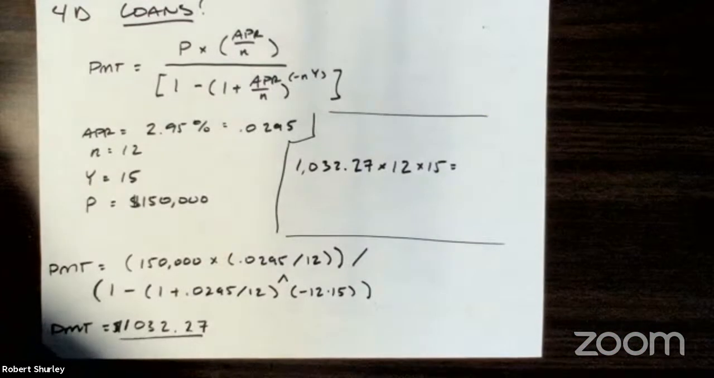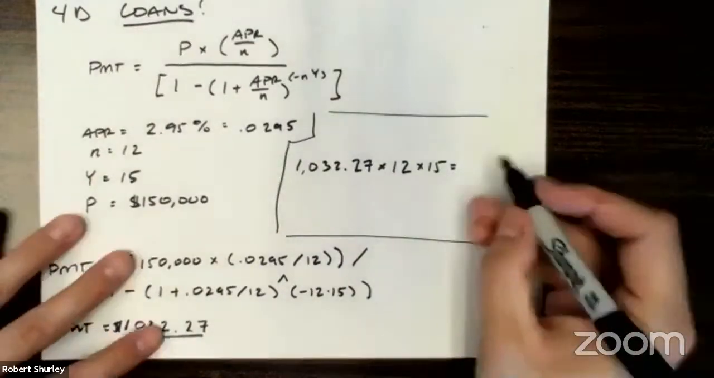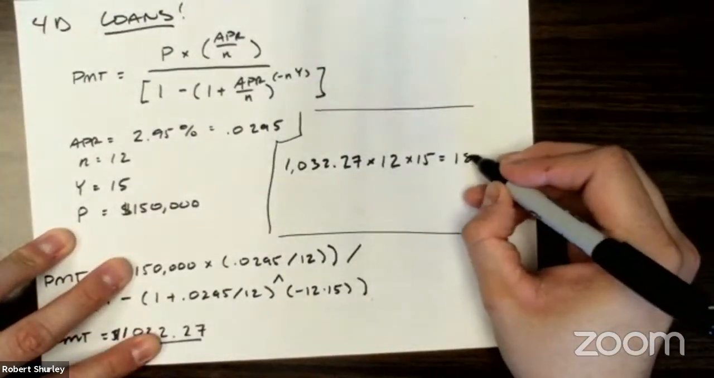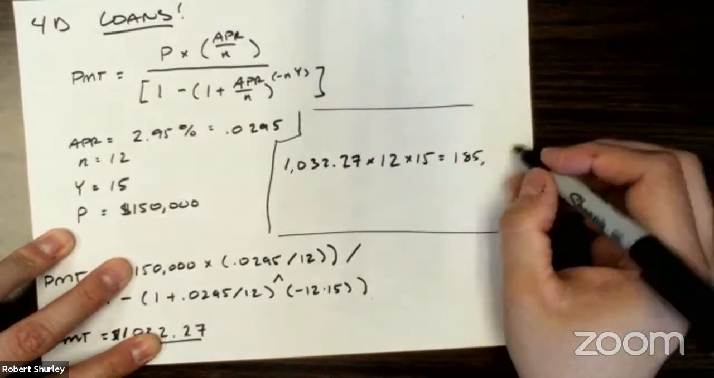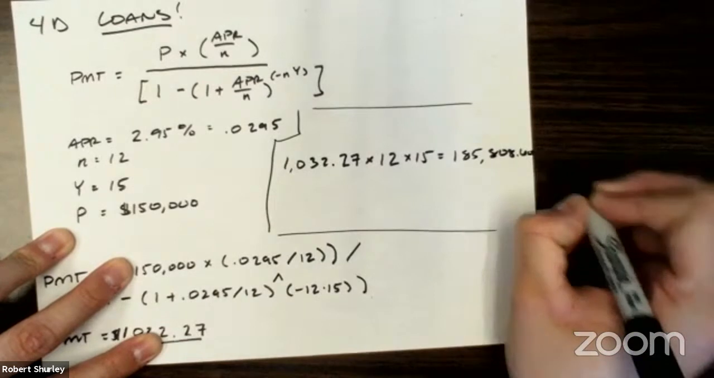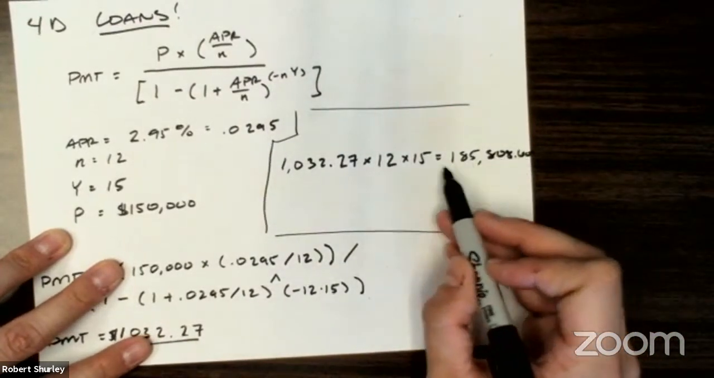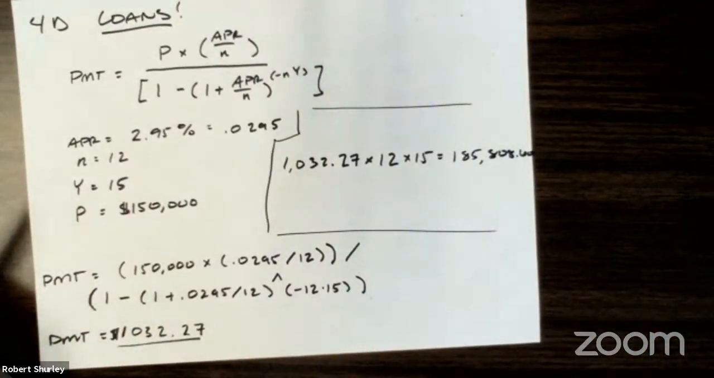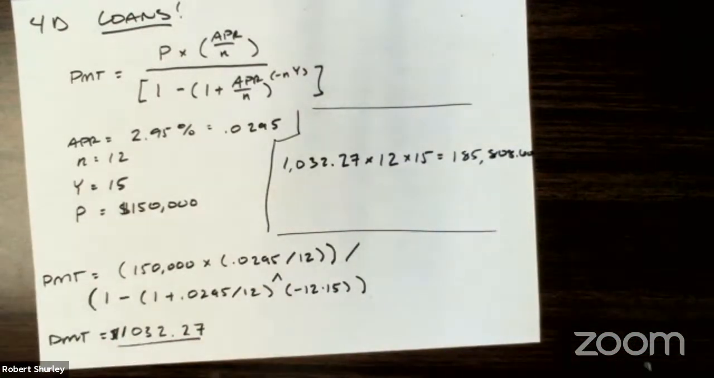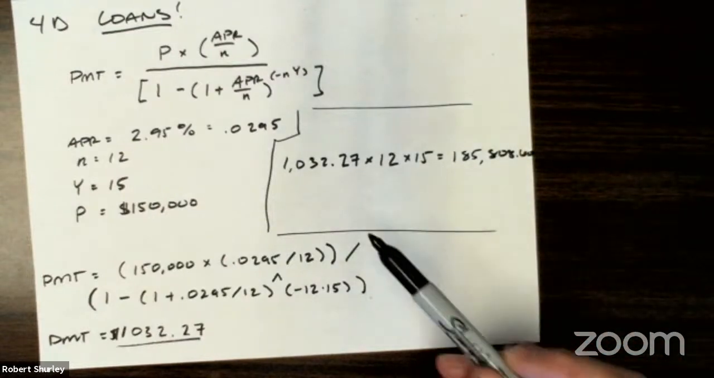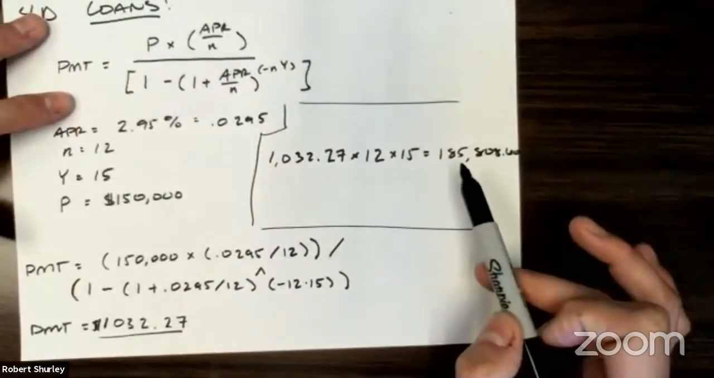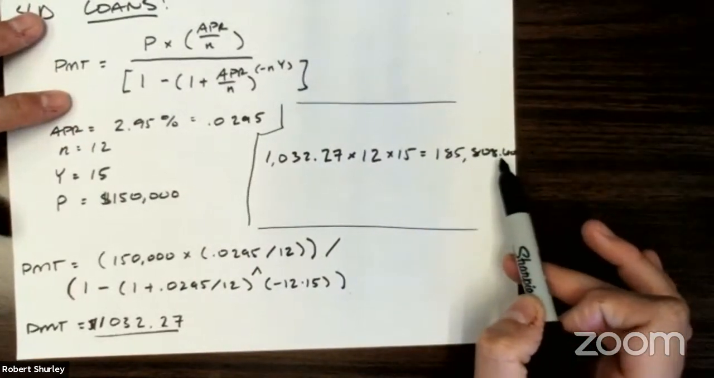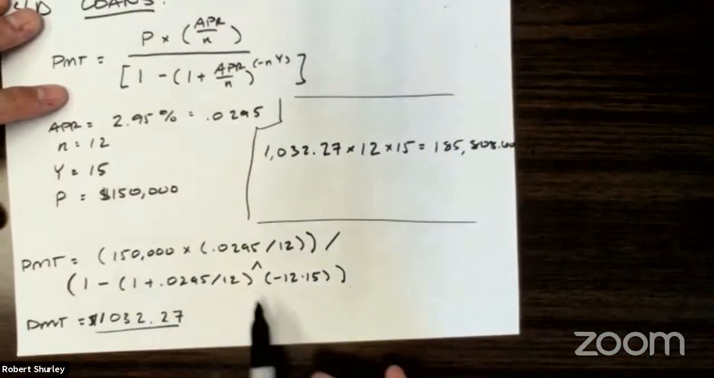So 1032.27 times 12 times 15 winds up being $185,808.60. So that means this is the total amount that this loan is going to cost me, right? So in interest, I could subtract 150,000 from that, so $35,808.60. That's how much I'm paying in interest, right? Hope that kind of makes sense. So I'm paying about $35,808.60 in interest by getting this loan.